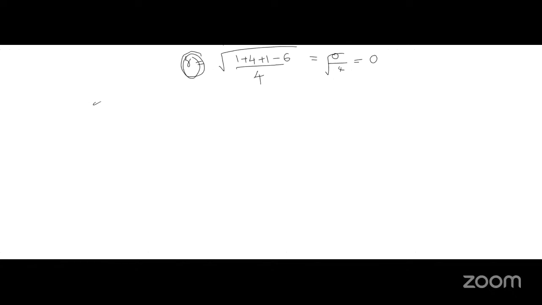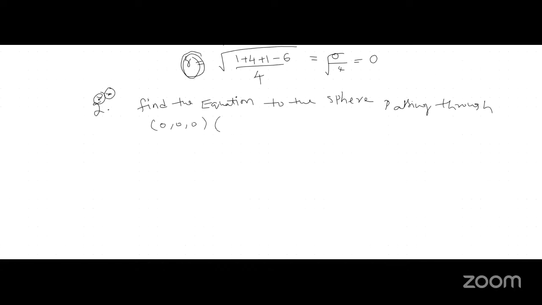And see one more problem, and it is important. Find the equation of the sphere passing through O equal to 0, 0, 0, and A equal to a comma 0 comma 0, and B equal to 0 comma b comma 0, and C equal to 0 comma 0 comma c.